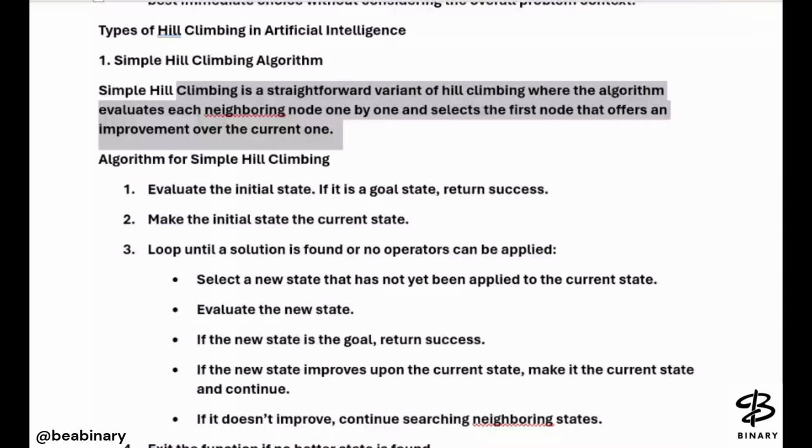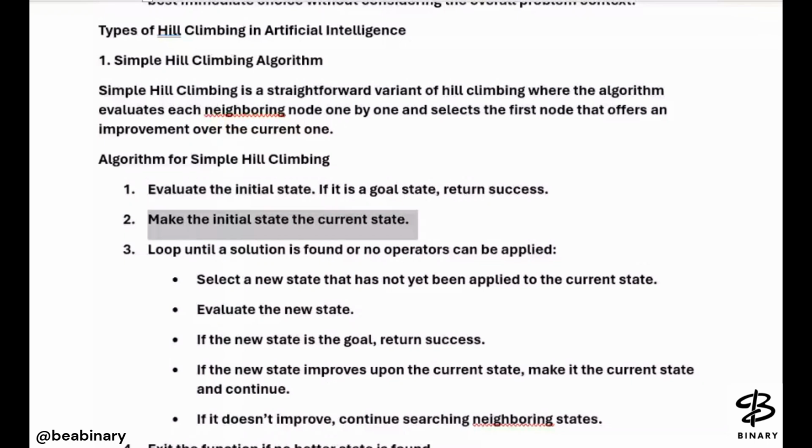So how does the algorithm work under simple hill climbing? First, it evaluates the initial state. If it is a goal state, return success, definitely. Second, make the initial state the current state, and then the loop will start, because we are talking about iterations. Loop until a solution is found or no operators can be applied further.